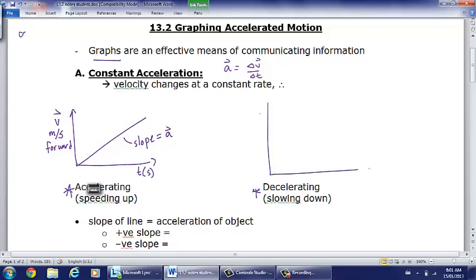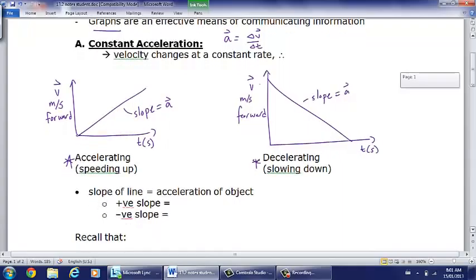For a decreasing velocity, something that is slowing down, velocity in meters per second forward, and time, the slope would go the other way. It would be decreasing. So the slope of the line on a velocity versus time graph equals the acceleration of the object. If it is a positive slope, that means that it is a positive acceleration. The object undergoing the motion is speeding up. And if it is a negative slope, it is a negative acceleration. The object undergoing the motion is slowing down.